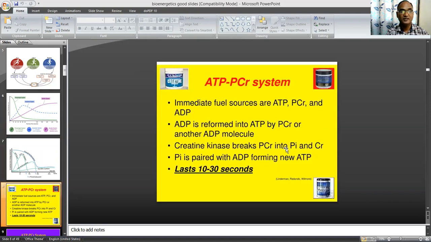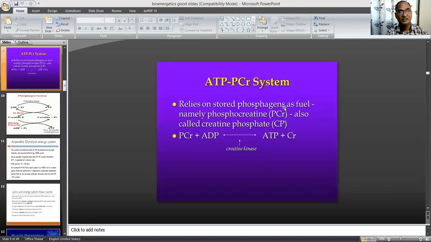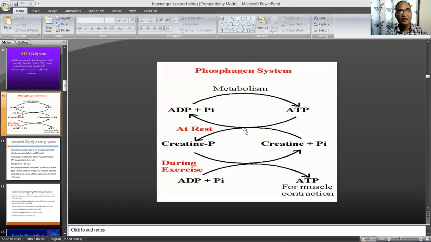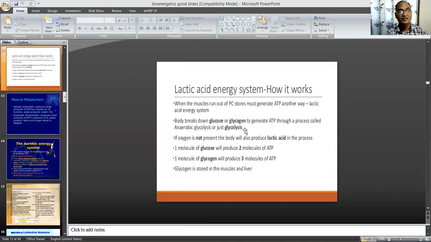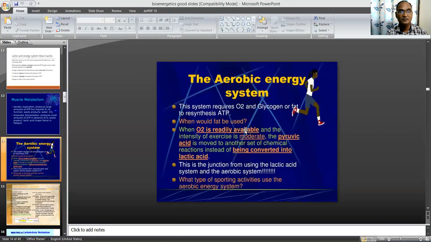So the ATP-PCR system is the immediate fuel source available in our body in the form of ATP. ATP liberates one phosphate and creates an energy source, so that it lasts 10 to 30 seconds. And the second thing is the anaerobic glycolysis system, which is carried out for 10 to 16 seconds. And the lactic acid system and muscle metabolism.